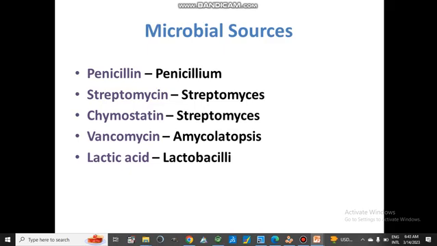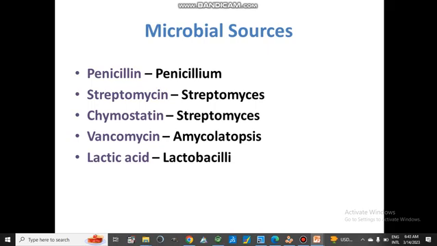Microbial sources. Penicillin is obtained from Penicillium. Streptomycin, an antibiotic drug, is obtained from Streptomyces. Nystatin is obtained from Streptomyces. Vancomycin is obtained from Amycolatopsis, and lactic acid from Lactobacilli.